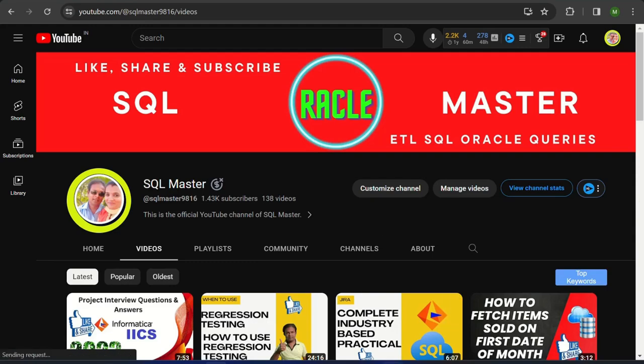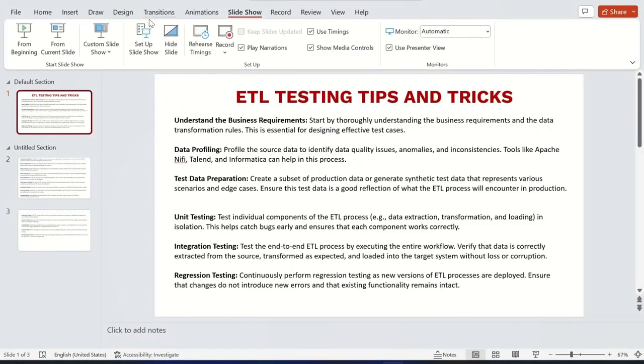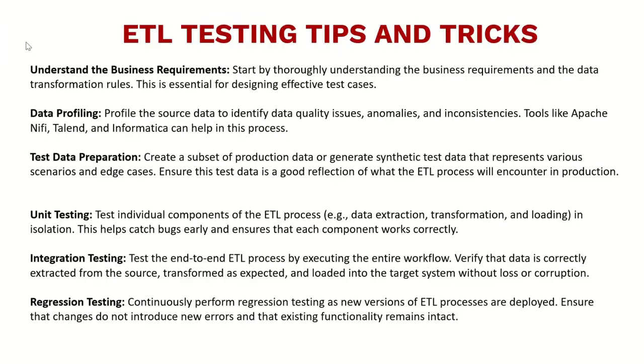So let's get started here. I made some key points. The first point is understanding the business requirements. This is a very essential phase.